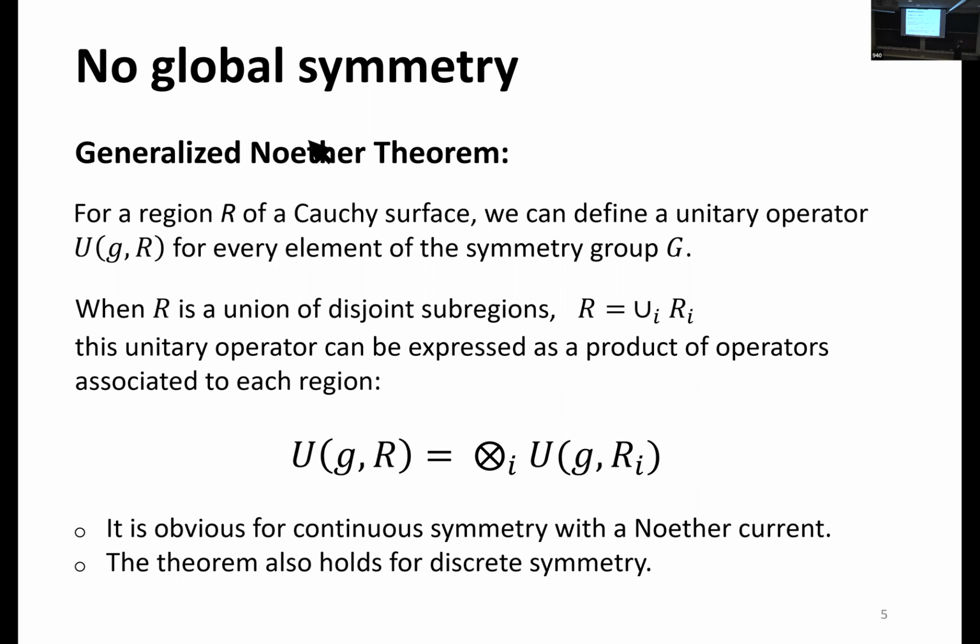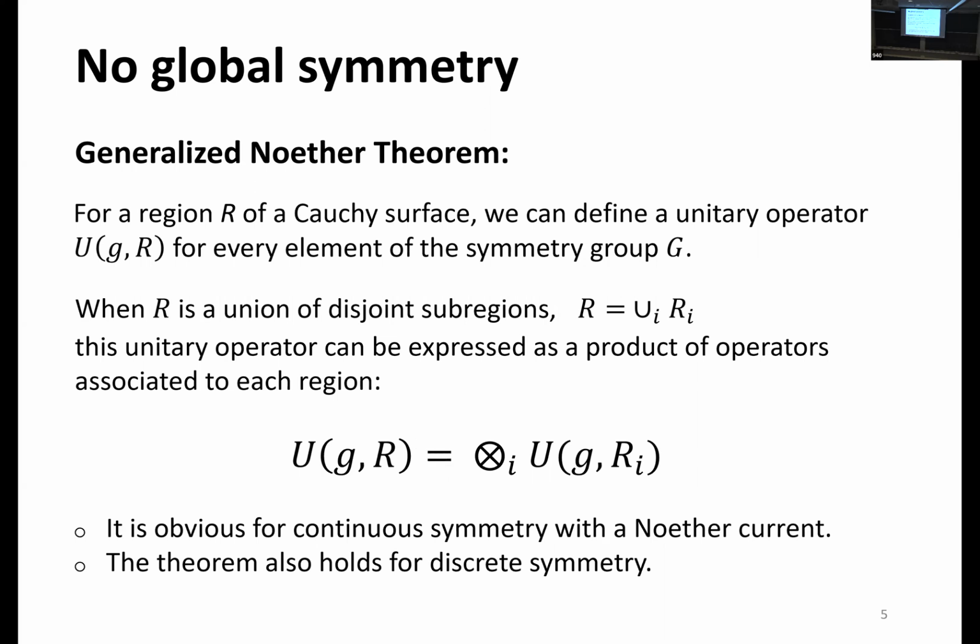Namely, supposing you have a Cauchy surface R for the quantum field theory, and the quantum field theory has a global symmetry group G, then there is a unitary operator like that. And if this Cauchy surface is a union of disjoint subregions like this, then the unitary operator can be decomposed into a product of unitary operators acting on each of these regions. So this just follows from the Noether current. I claim that this works not only for continuous symmetry, where the existence of the Noether current guarantees it, but also for discrete symmetry. And this is actually a very interesting theorem in algebraic quantum field theory, that for any global symmetry, this is true.